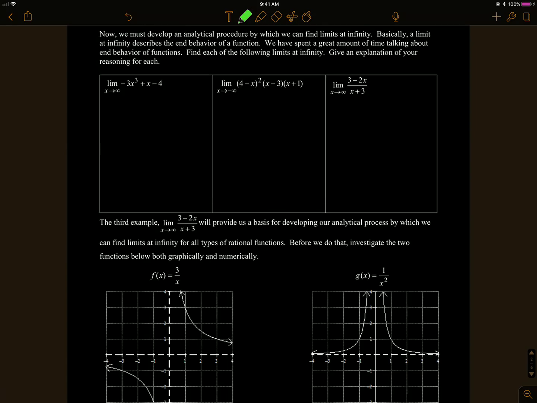So we're going to look at now, what if we don't have the graph? We have to come up with a process by analyzing the function for which we can find these limits at infinity. On this one, it's saying for each one, find each of the following limits at infinity, give an explanation of your reasoning for each. So we're going to keep in mind that as x approaches infinity, we're talking about end behavior here.